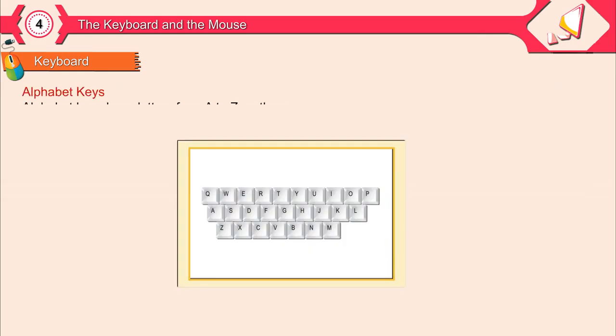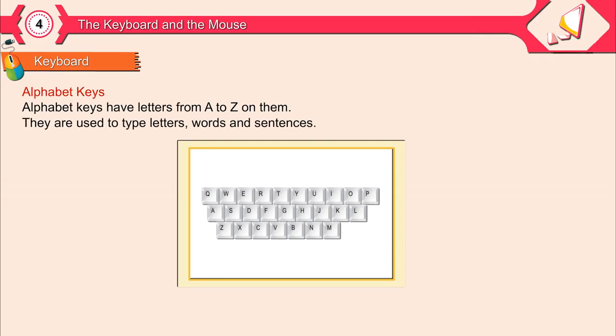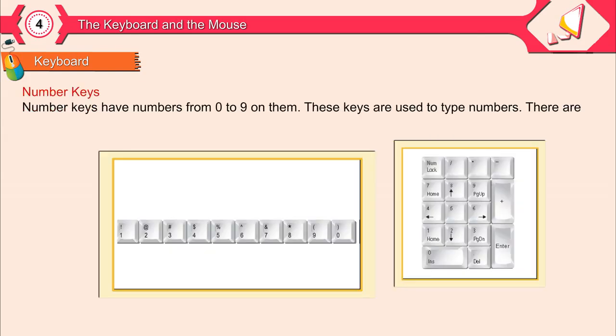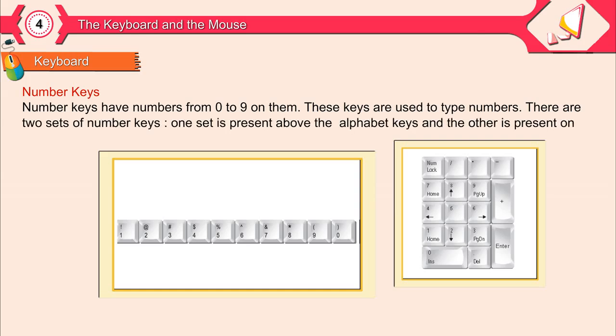Alphabet keys. Alphabet keys have letters from A to Z on them. They are used to type letters, words, and sentences. Number keys. Number keys have numbers from 0 to 9 on them. These keys are used to type numbers. There are two sets of number keys. One set is present above the alphabet keys and the other is present on the right side of the keyboard.